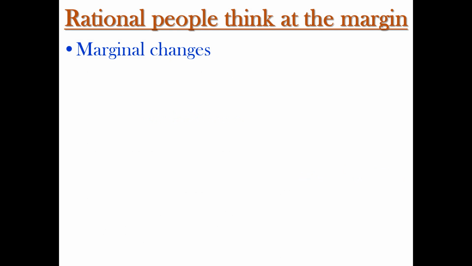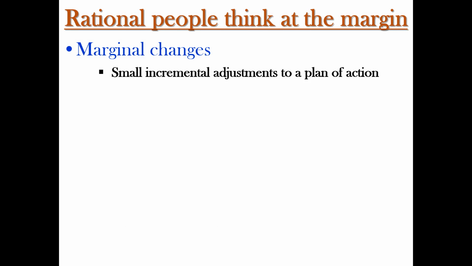So rational people think at the margin. What do we mean by the margin? Marginal changes. All the word marginal means is extra. So when we say marginal changes, it's simply an incremental adjustment to an existing plan of action. For example, if I told you we have a test next week, you would probably already begin to formulate a plan: maybe the day before I'll block off the afternoon for maybe 4 hours, and I'll study for this test. Okay, I'm planning on studying for 4 hours, right?